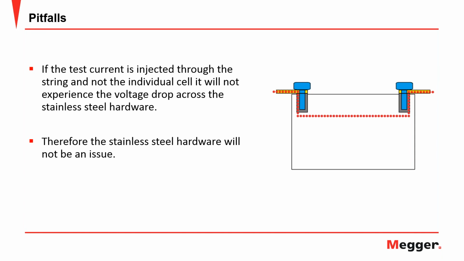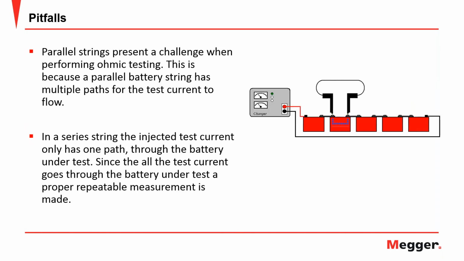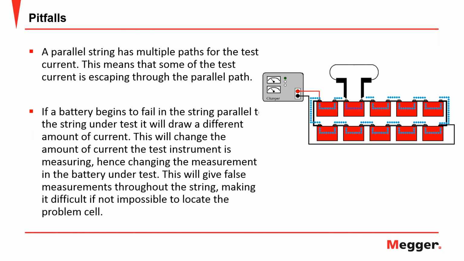Parallel strings. When I deal with series strings and I inject current to do an ohmic test, notice I only have one path for it to go through the cell that's being tested. If I have parallel strings, I now have another path for it to go. IEEE will recommend that you segment the strings. And in fact, if you have a bad battery and you have parallel strings and you're testing like this, basically every value on every battery is going to change.